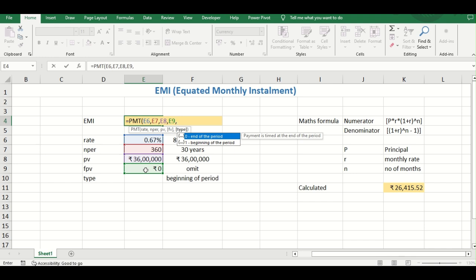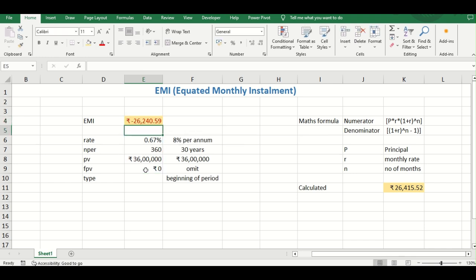So it is basically about whether you are paying the installment at the start of the month or at the end of the month. Say we take first the option beginning of the period. So you can type 1 here and enter. So you will see the EMI value will come as 26,240, which is coming less than the value which we have calculated earlier.